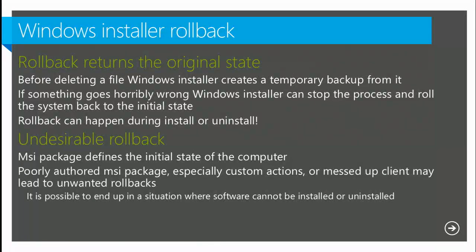Then Windows installer rollback. Rollback is a technology that Windows installer uses so that it can provide the statefulness of the computer. When Windows installer deletes a file, it actually saves a copy of it before deleting. So that's why the install or uninstall process might take a long time. But if something goes wrong and the installation or uninstallation is interrupted, Windows installer does a rollback and returns the computer to the state where it was. The undesirable rollback is something that can happen if you have bad MSI packages.